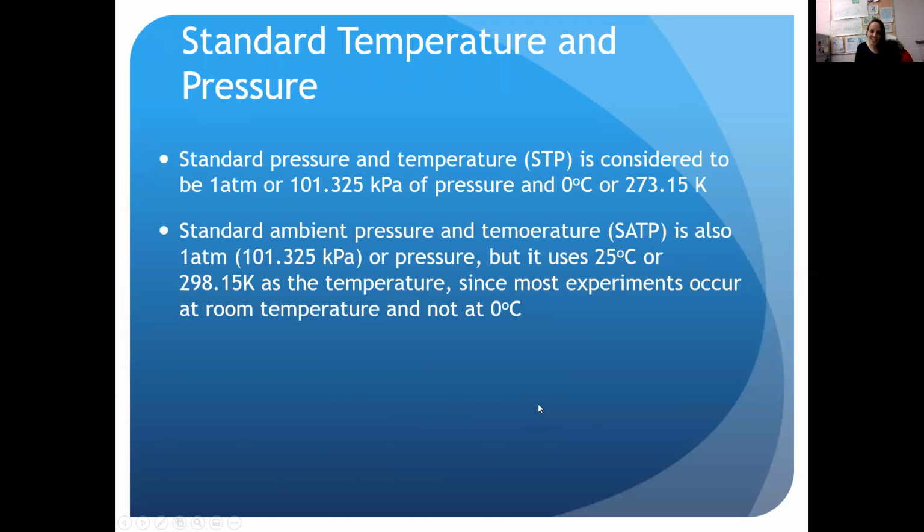Standard ambient temperature and pressure, SATP, is also at 1 atmosphere, but it uses 25 degrees Celsius instead of 0 degrees Celsius, since 25 degrees Celsius is closer to room temperature and most experiments occur at room temperature and not 0 degrees. So those are things that you need to memorize. STP is 1 atmosphere and 0 degrees Celsius. SATP is 1 atmosphere and 25 degrees Celsius.